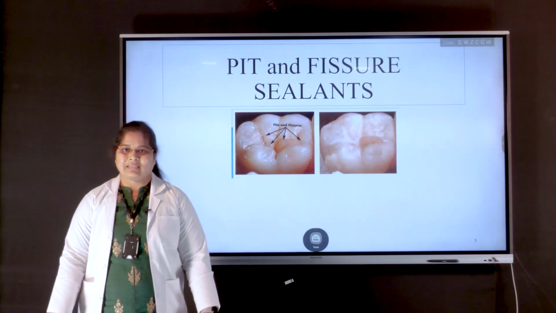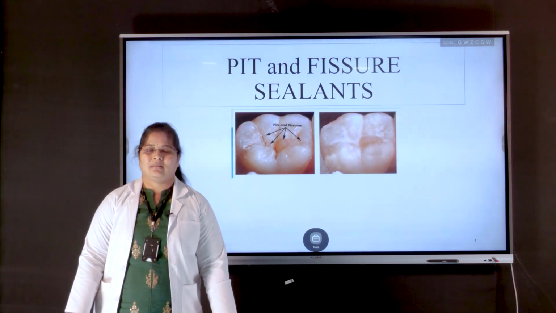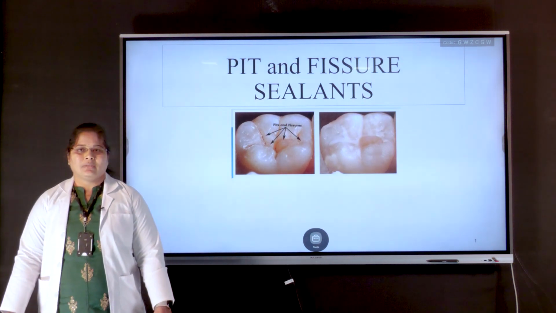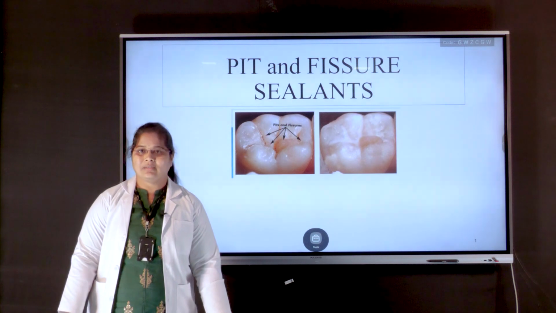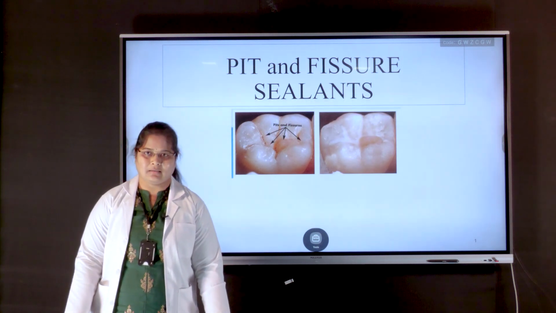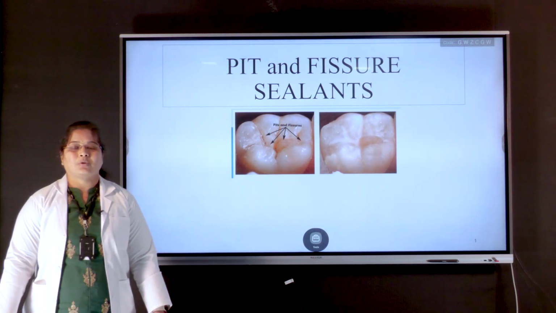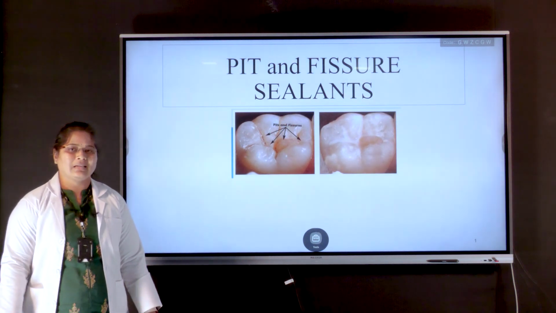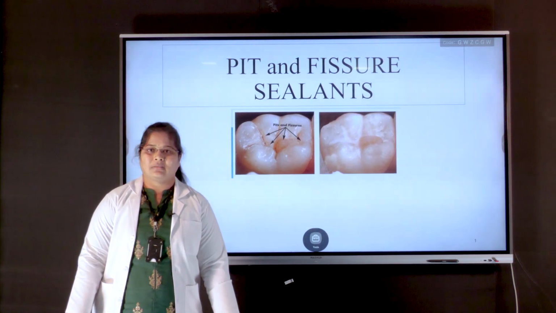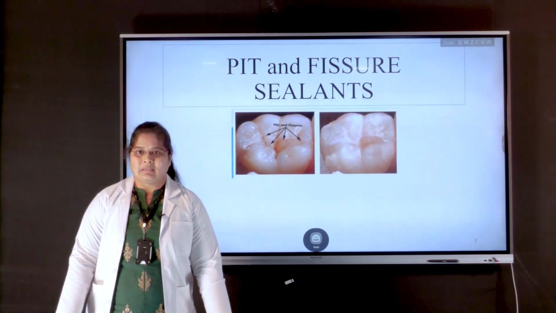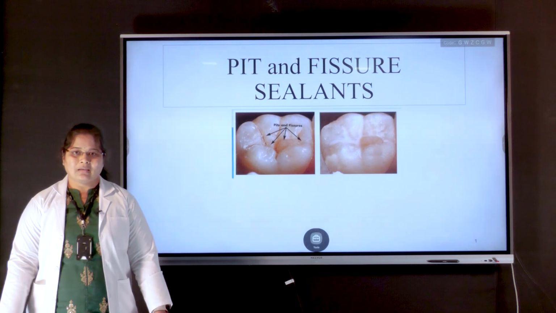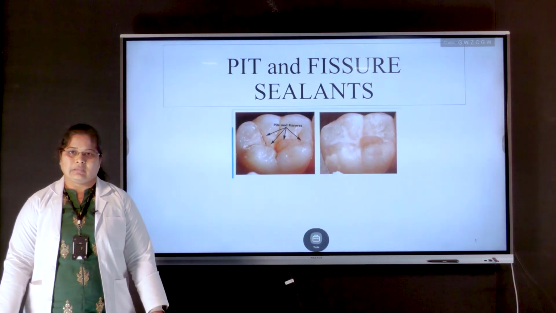Today I am going to discuss pit and fissure sealants. Why is it important? Because pits and fissures are more prone to dental caries, and caries risk is nowadays very high. So to prevent dental caries in the initial stages, placing sealants on the pits and fissures of newly erupted teeth is very important, and to prevent the burden of oral diseases.